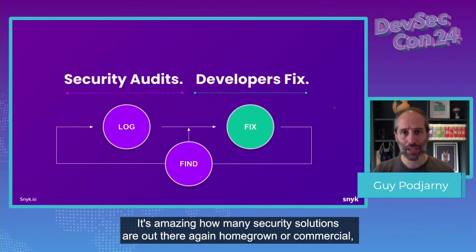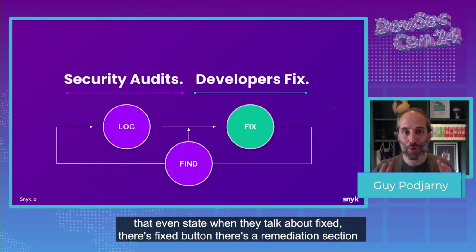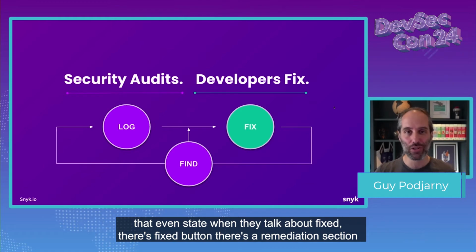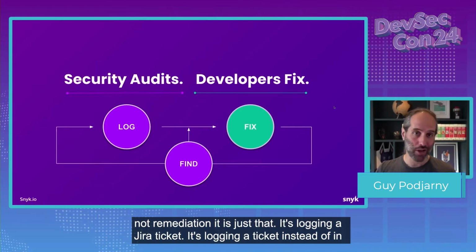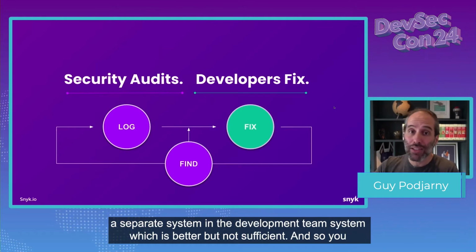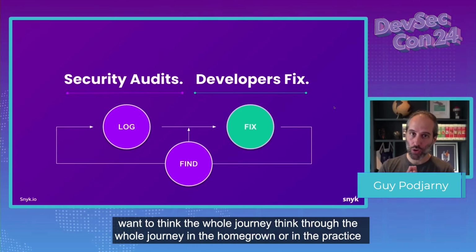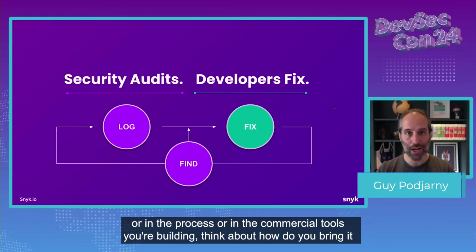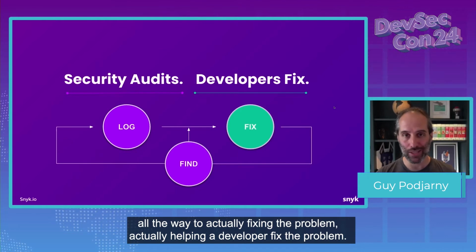And it's amazing how many security solutions are out there, homegrown or commercial, that even when they talk about fix, there's a fix button, there's a remediation section where the remediation is logging a Jira ticket. Logging a Jira ticket is very important. It is not remediation. It is just that. It's logging a Jira ticket. It's logging a ticket in the development team's system instead of a separate system, which is better, but not sufficient. And so you want to think through the whole journey in the homegrown solution, in the practice or process, or in the commercial tools you're building. Think about how you bring it all the way to actually fixing the problem, to actually helping a developer fix the problem.